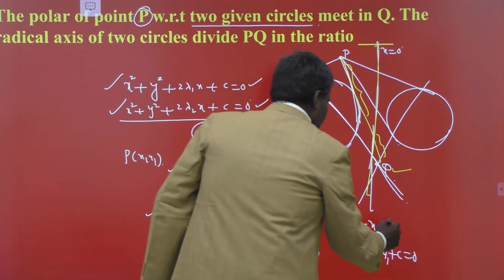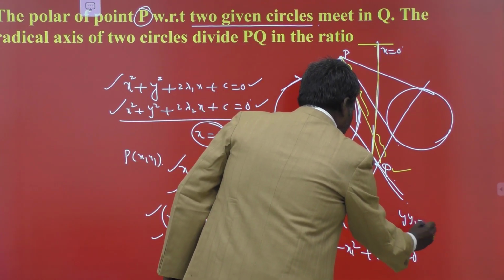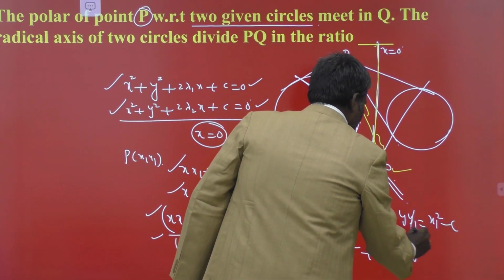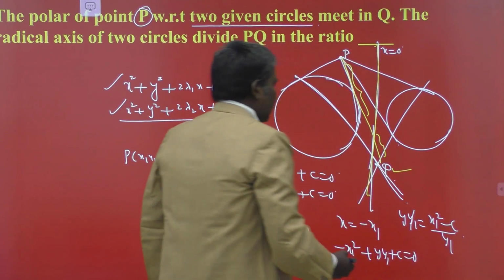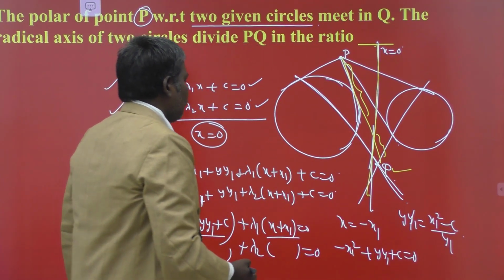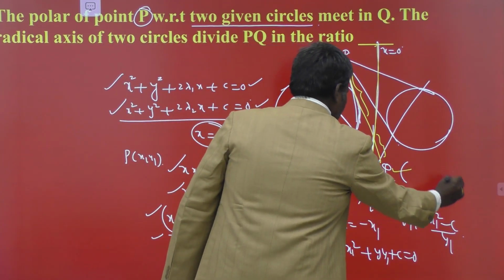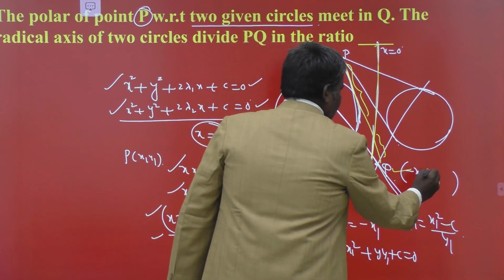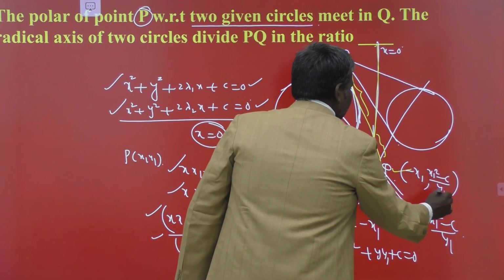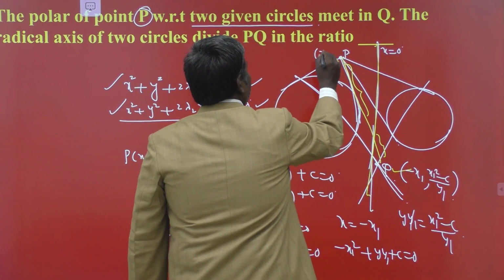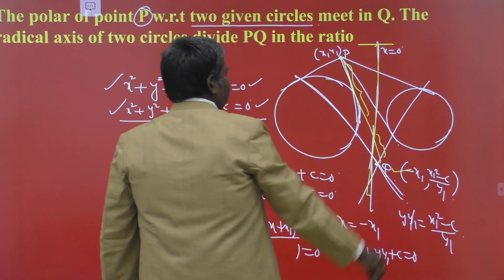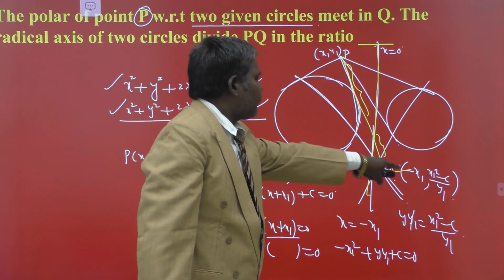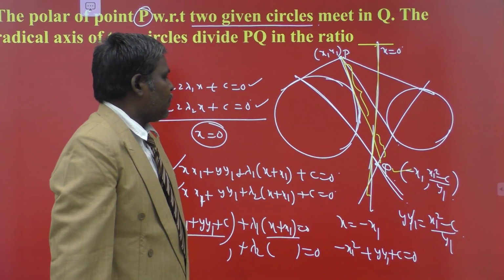From that, what is my y value? First of all, yy1 is equal to x1 square minus c, so y is (x1 square minus c) by y1. This is the y coordinate. So what is the point of intersection of the polars of 2 circles here? Minus x1 comma (x1 square minus c) by y1 we obtain. What is P now here? x1 comma y1.